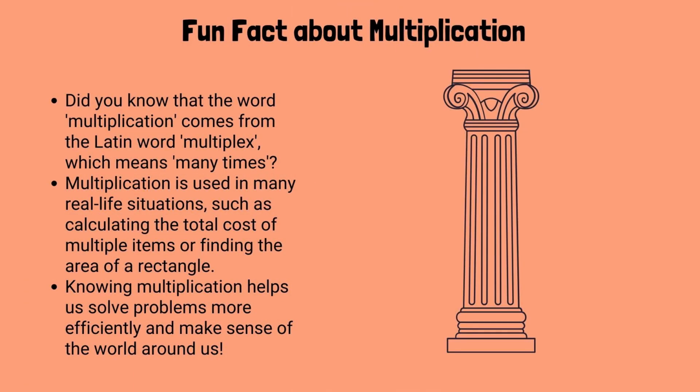Some fun facts about multiplication. The word multiplication comes from the Latin word multiplex, which means many times. Multiplication is used in real-life situations, such as calculating the cost of multiple items or finding the area of a rectangle. Knowing multiplication helps us solve problems more efficiently and helps us make sense of the world around us. I always tell my students that multiplication is something you'll use for the rest of your life, definitely the rest of your math career.